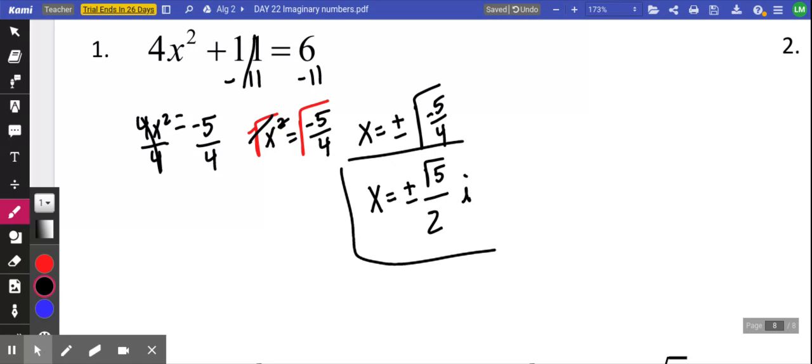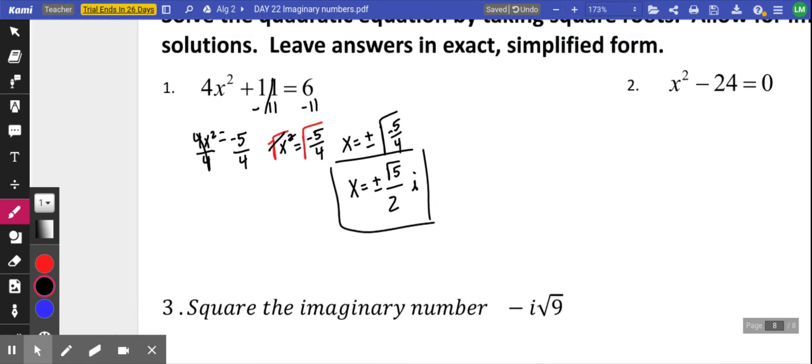There's my answer. Nice and easy. Yeah, great job. Come back to the Google Meet and you can start on that homework.